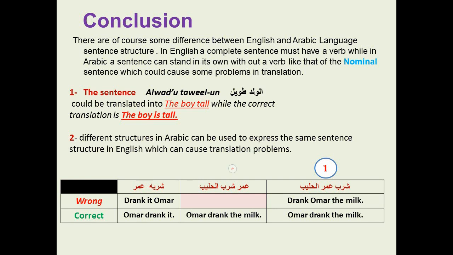Look at number 2 in the middle. We have Umaru shariba al-haliba. By the way, in number 1 we start the sentence using the verb, shariba Umaru al-haliba. But here we start with the subject, Umaru shariba al-haliba. And we can say Umar drank the milk, and it is correct. Number 3, sharibahu Umaru. Again, if you translate this sentence in the same order as in Arabic, you can say drank it Umar, which is considered wrong. The correct one is Umar drank it.